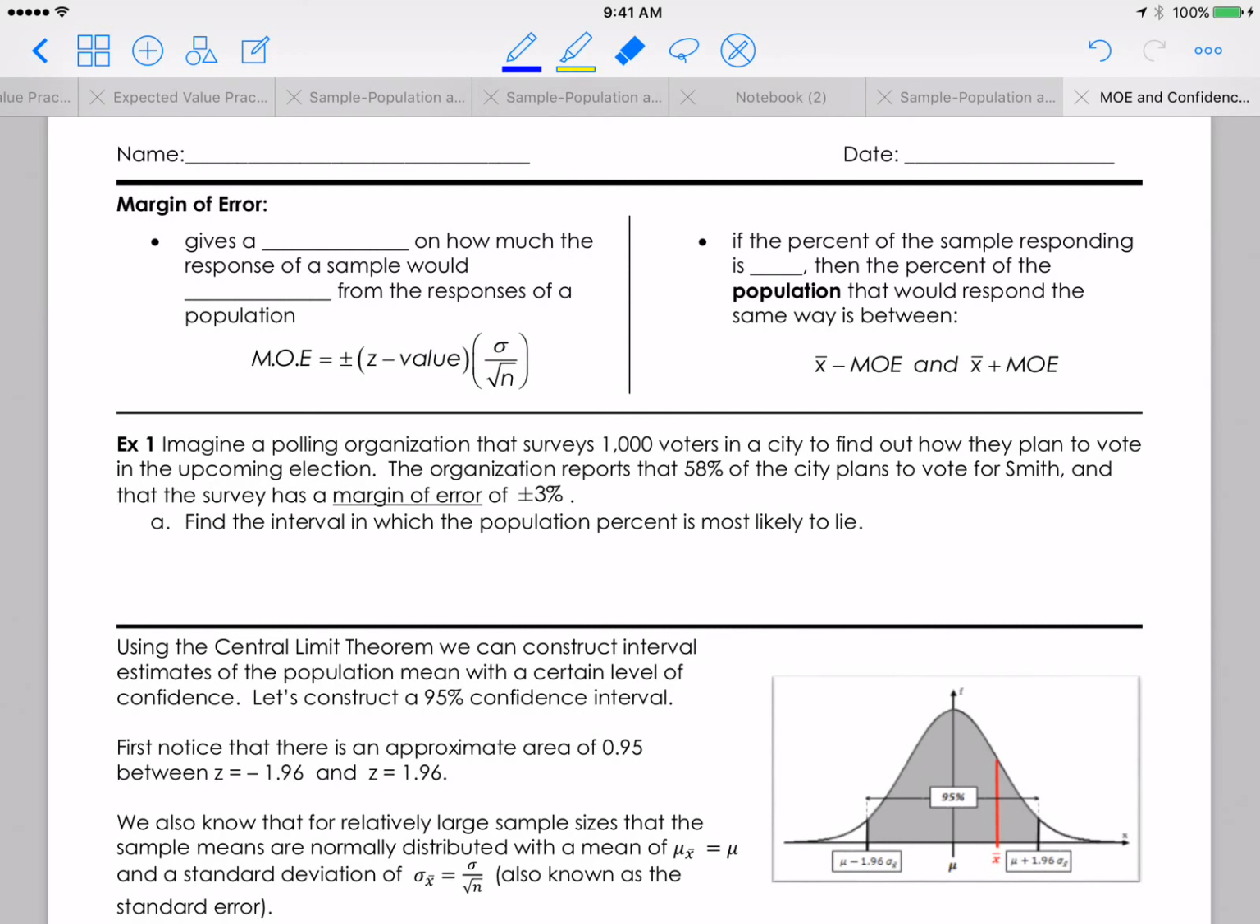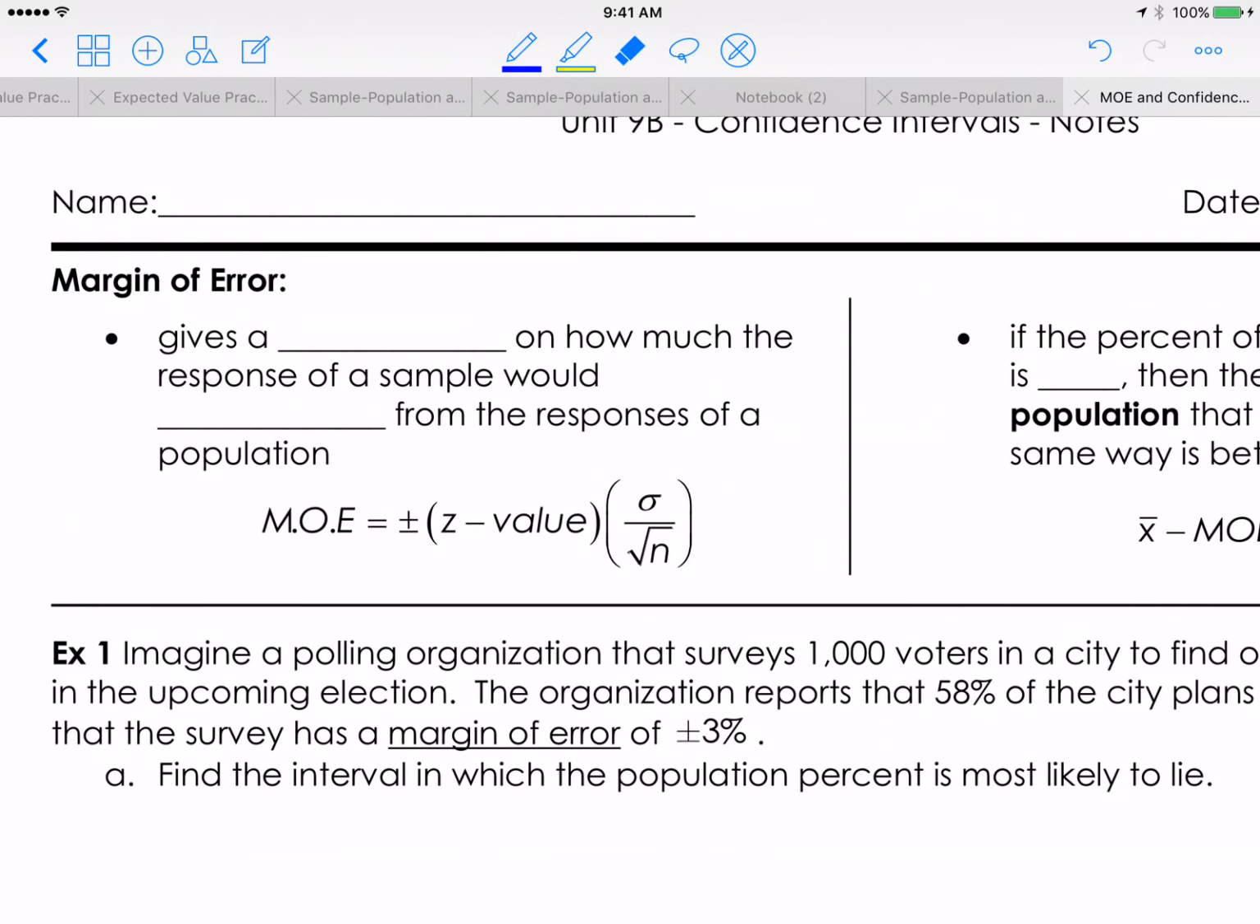Margin of error gives a margin on how much the response of a sample would differ from the responses of a population. So all that is saying is, what's the difference between the population mean versus the sample mean? How much of a difference would there be if we had this data? Would it be huge? Would it be a little bit of margin of error? Would it be a lot?